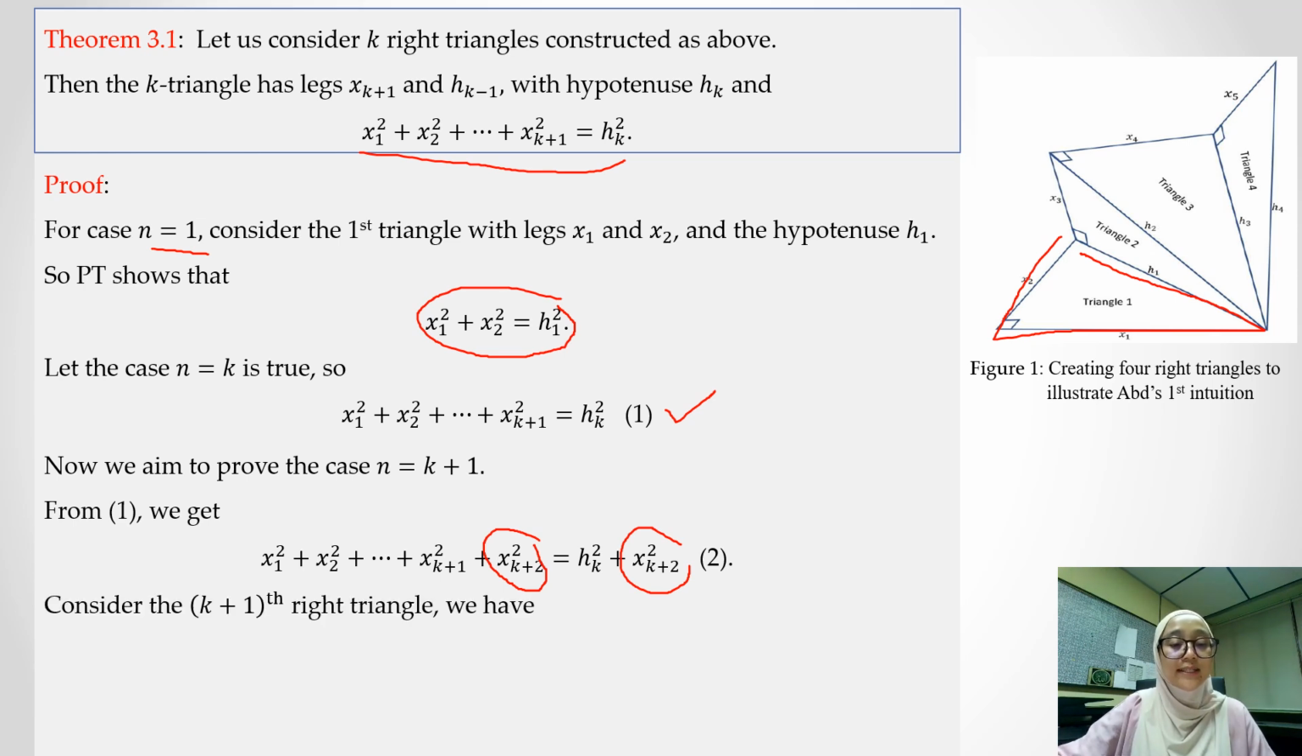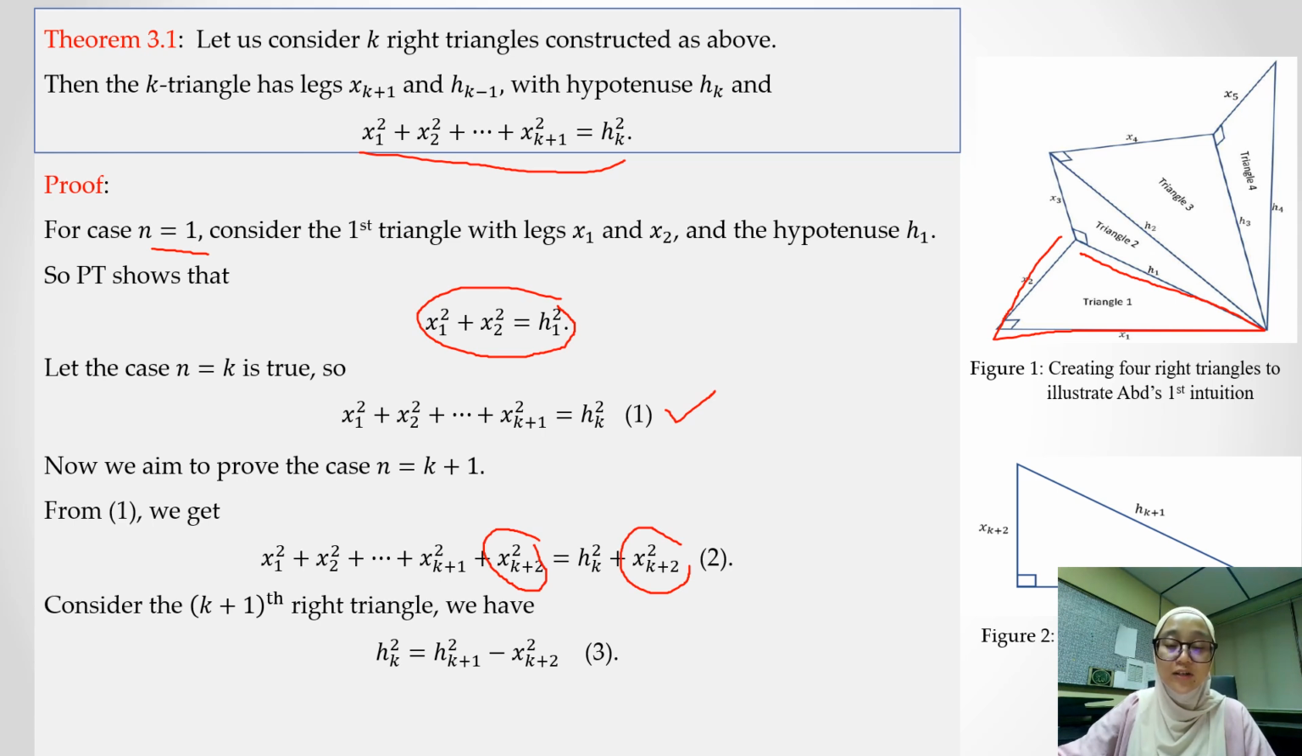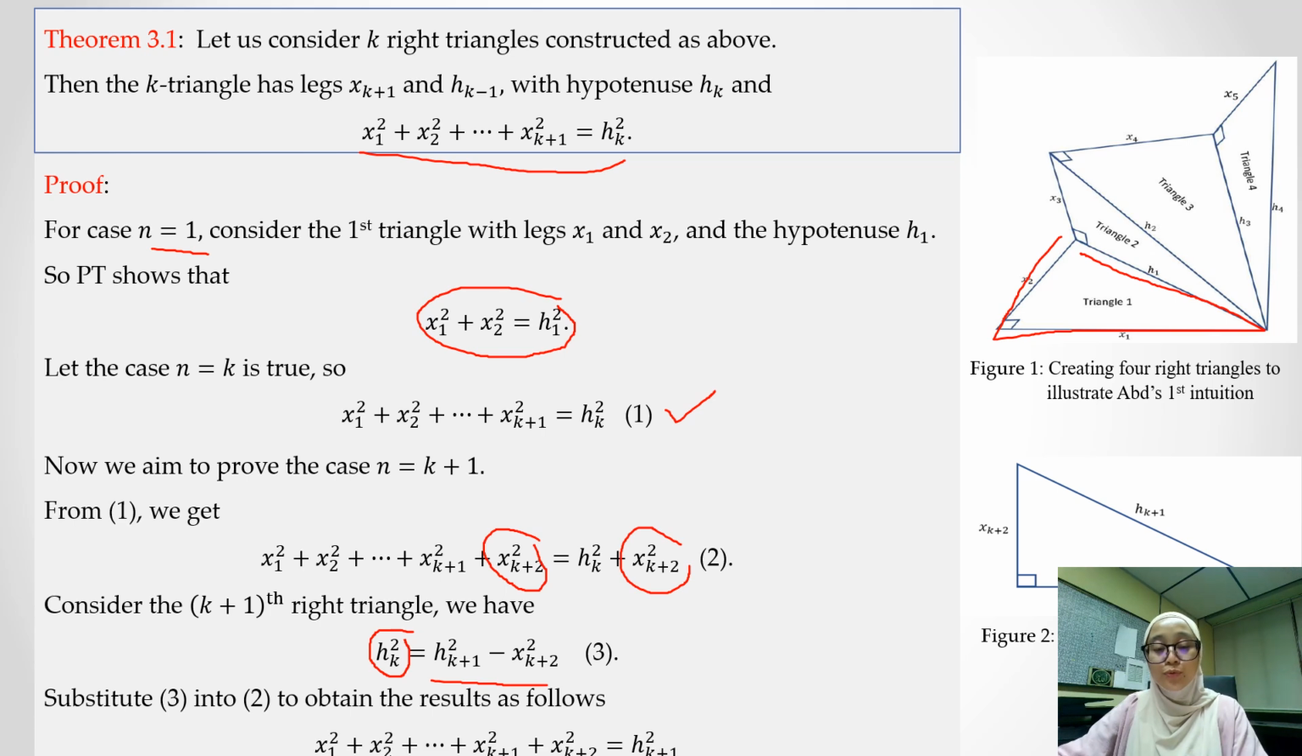And then we consider the (k+1)th right triangle as given by this figure, where from the Pythagoras theorem we have equation 3. And then we substitute this value, which is given by this equation, into equation 2 to get this equation. Therefore, the case n equal to k plus 1 is proven, and therefore our statement is true.